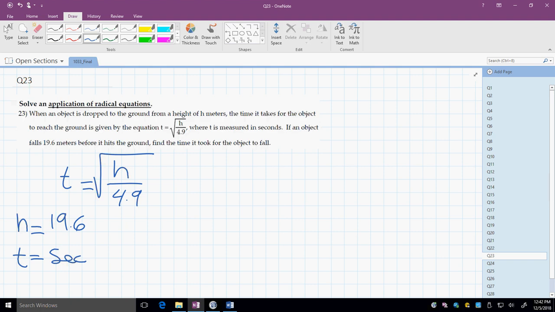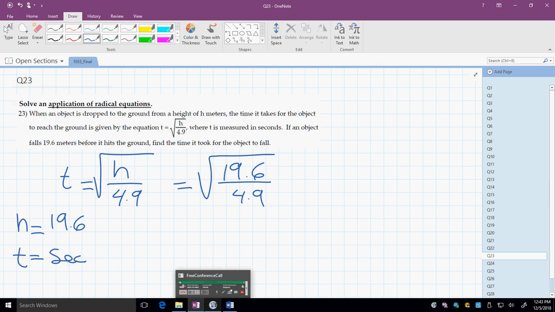Find the time it took for the object to fall. The only thing we can do is substitute the height from which the object falls. So we have 19.6 over 4.9. The only thing we have to do is use our calculator, the square root, and put 19.6 over 4.9. So the time was 4 seconds.